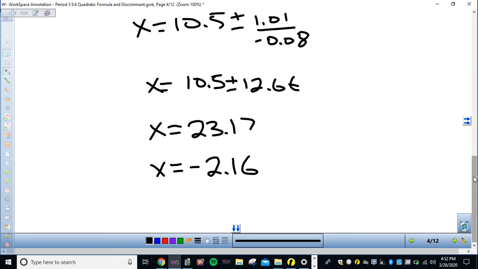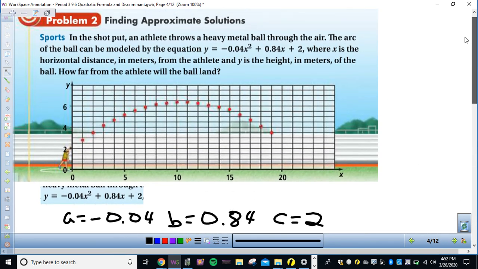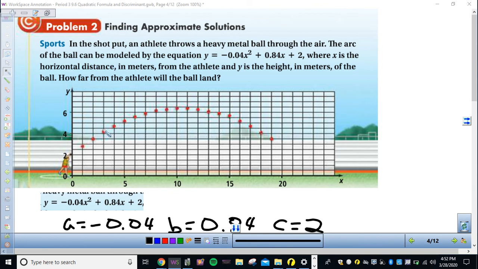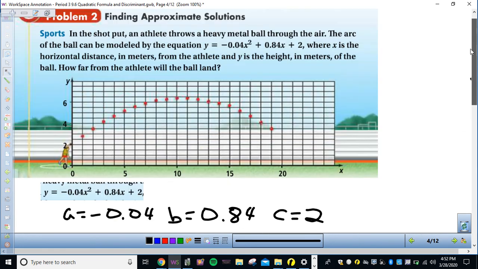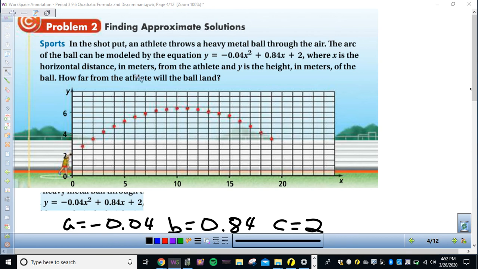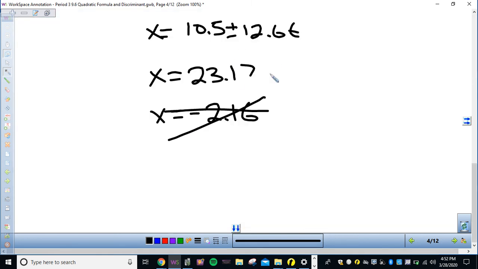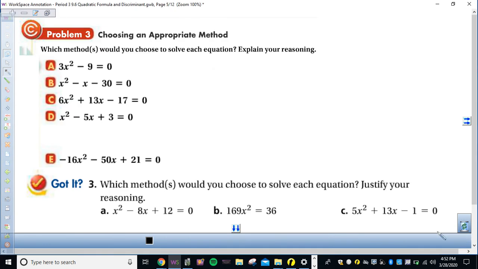Okay, so let's go back and look at the original problem way up here. We're trying to figure out how far this shot put will go before it lands. So we have the two answers here, only one of which makes sense because he's not going to throw the shot put behind him. So this answer does not work. And then 23.17, I just want to check to see what the units are. And it's in meters here. So we're going to go back down. 23.17 meters is the answer there.